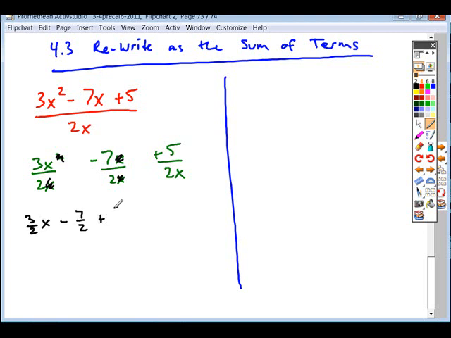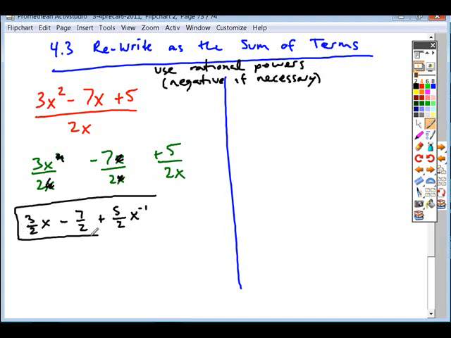And in this last one, when you rewrite these, you're going to use rational powers. And these powers are going to be negative if necessary. Okay, so you're not going to physically write the variable in the denominator. So when that does occur, which it will, you're going to write it using a negative power. So what negative power illustrates that x to the first is in the denominator? -1. Okay, and so this would be your answer.